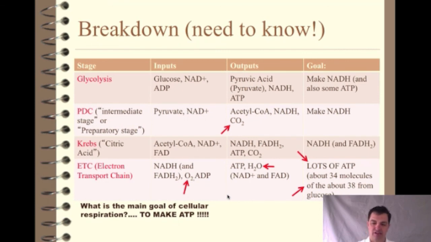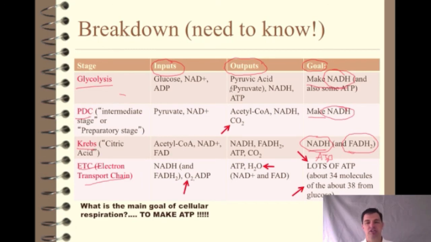So once again, this is a summary to show you all the steps together. We started with glycolysis, then the PDC, then the Krebs cycle, then the electron transport chain. What you want to keep in mind is what went into each step of the reaction, what comes out of each reaction, and what was the main goal. For example, in glycolysis, the PDC, and the Krebs cycle, although we make some ATP, what's really important is that we're making NADH. We're transferring the energy from the food molecules, breaking it down to make NADH, as well as a little bit of FADH2.